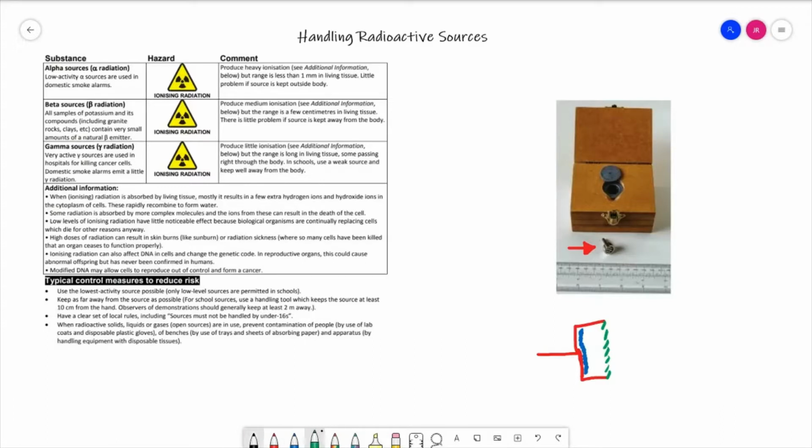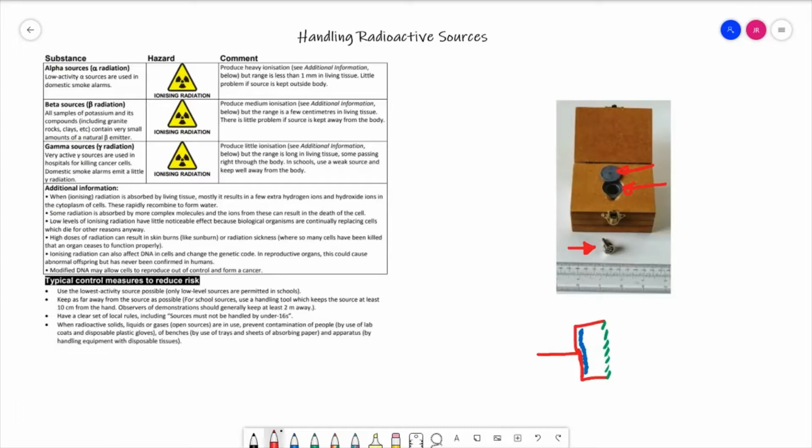Now, the box itself is made of wood. It's just a standard wooden box. But what is the interesting bit is the holder in the centre is lined with lead. So the source itself would go face down into that little lead cup there. On the top there is a lead disc which would then go to cover the source. While it's been stored then, that source is completely surrounded by lead.